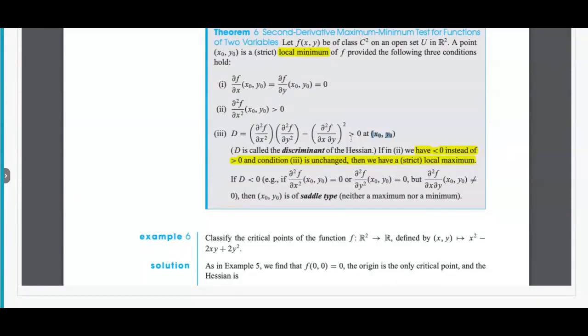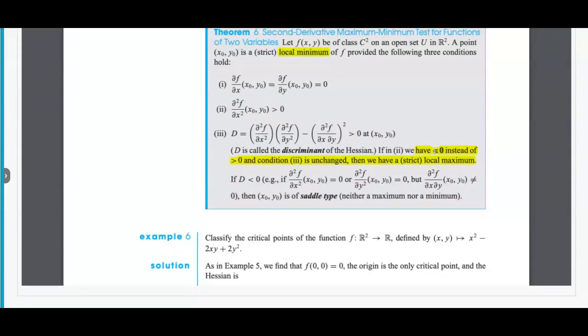it has to be positive. So D is called the discriminant of the Hessian. So this is called a local minimum, all right? For a local minimum, first the gradient is 0, which means every component of the gradient vector is 0. Second, the second partial in x direction at the critical point is positive. The discriminant at the critical point is also positive. So the point can be classified as a local minimum.